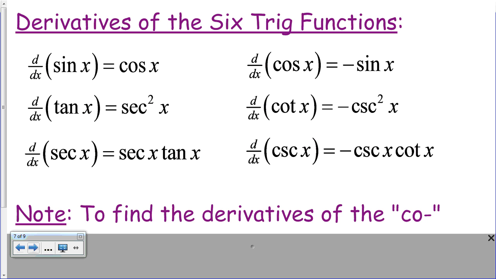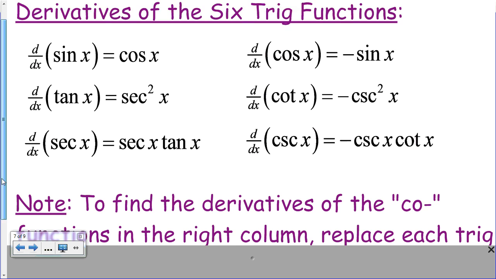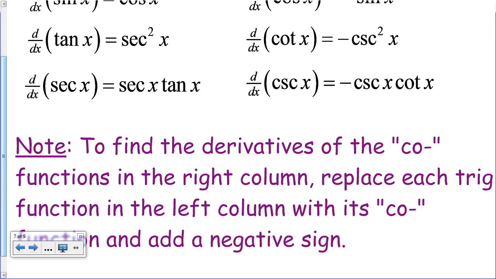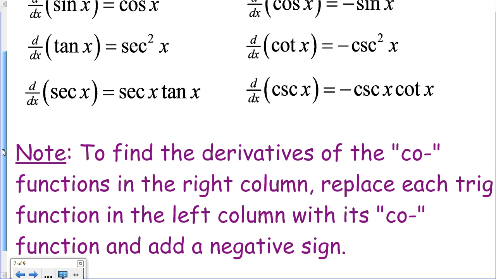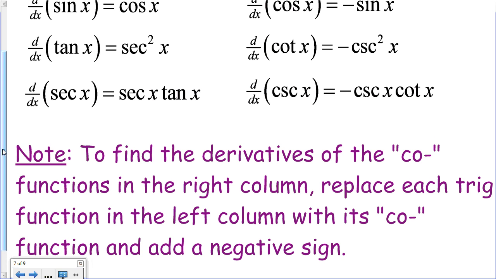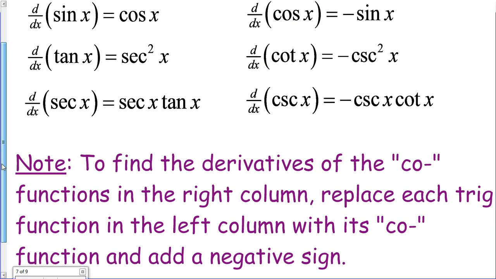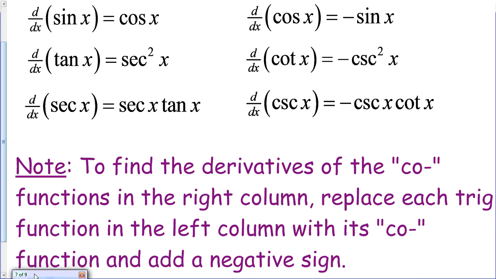And the book kind of hints you towards this, and I will put that up here so you can see what the property is. And then we'll go back and look at it. But it says, note, to find the derivatives of the cofunctions, just scroll that up a little bit so you can see the properties here along with this note. So to find the derivatives of the cofunctions in the right column, replace each trig function in the left column with its cofunction. So the first property there, you have the derivative of sine, and the cofunction of sine would be cosine.